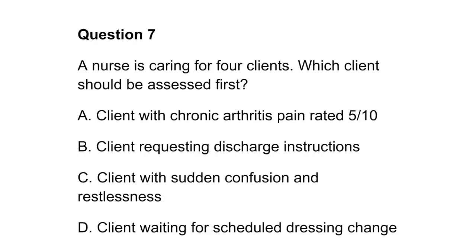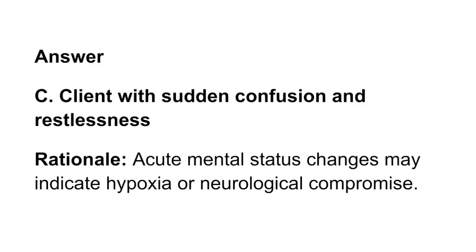Question 7. A nurse is caring for 4 clients. Which client should be assessed first? A. Client with chronic arthritis pain rated 5 out of 10. B. Client requesting discharge instructions. C. Client with sudden confusion and restlessness. D. Client waiting for scheduled dressing change. Answer. C. Client with sudden confusion and restlessness. Rationale. Acute mental status changes may indicate hypoxia or neurological compromise.